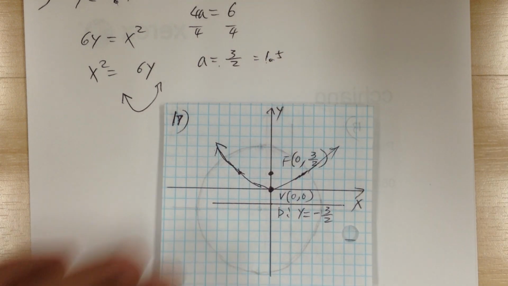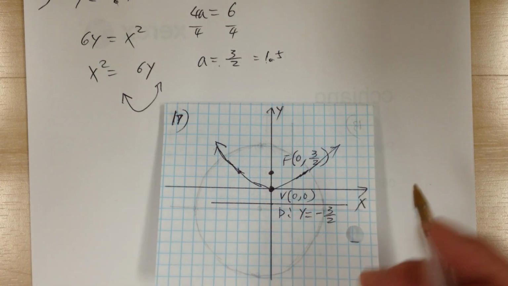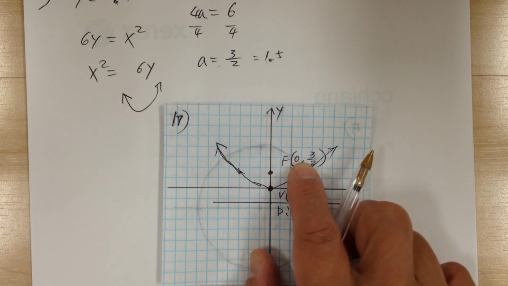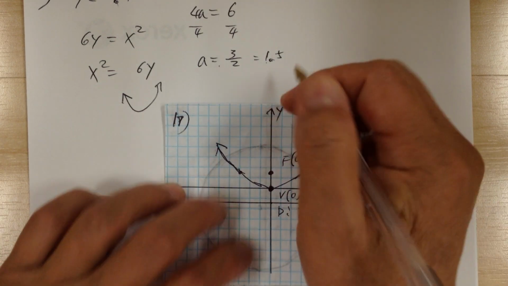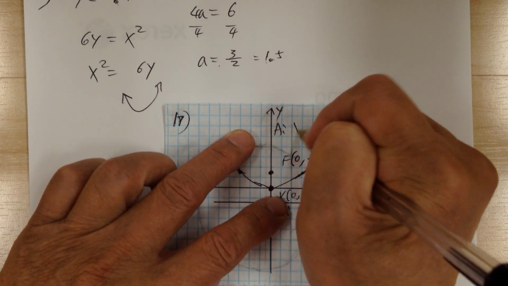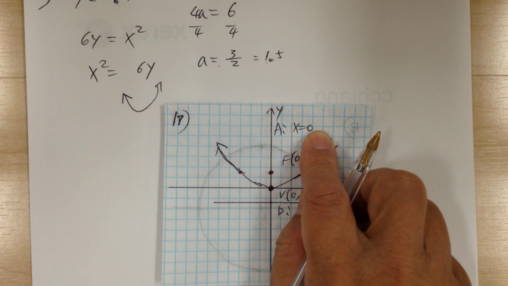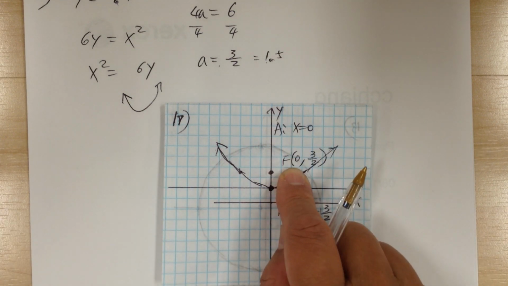Okay, now let's go and answer the question. Make sure you go down the list. Okay, so find the vertex. So we got that, right? Next item, find the focus. Okay, we got that. Directrix, we got that. The axis of symmetry, so we didn't get that yet. So axis would be x equal to 0. Okay, so we got that. Again, go through your checklist. Graph the parabola. Okay, we did that, and so that's it.